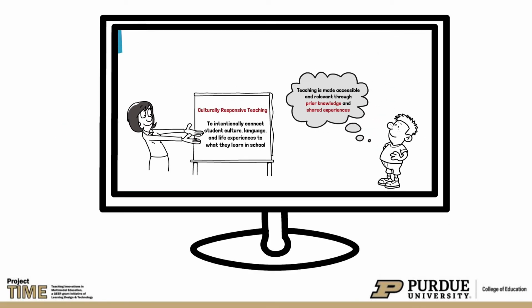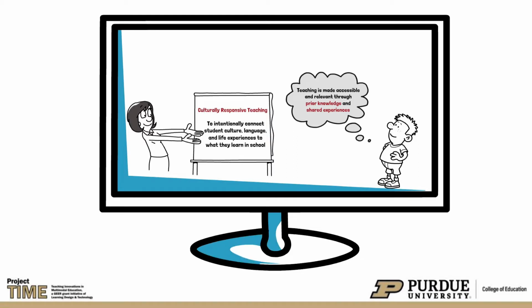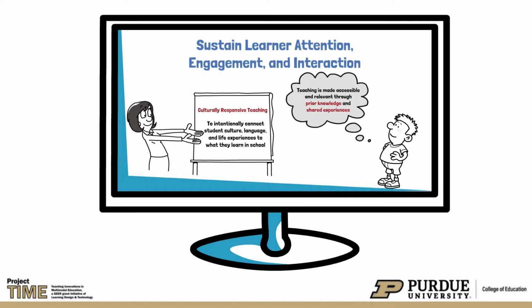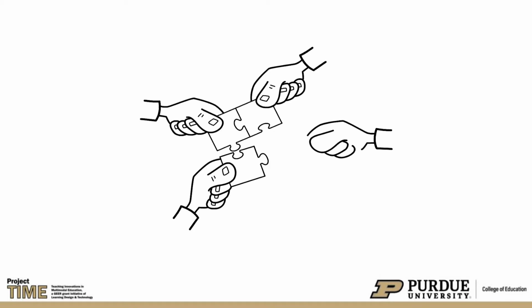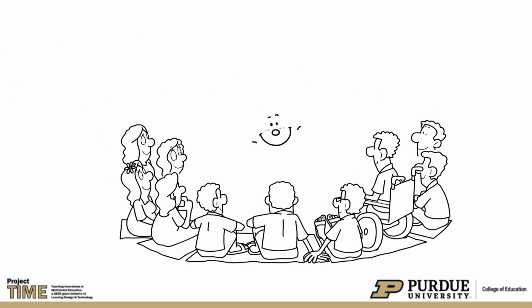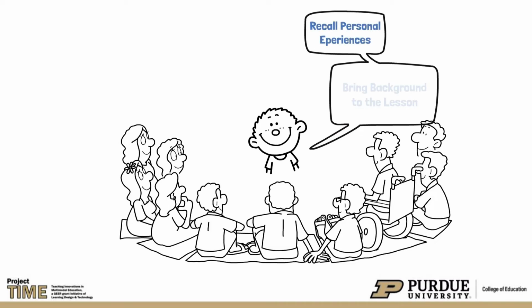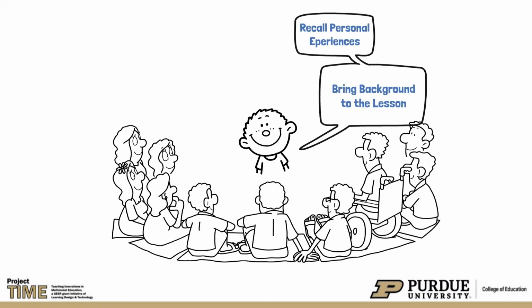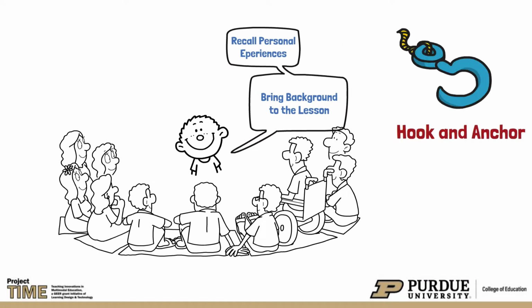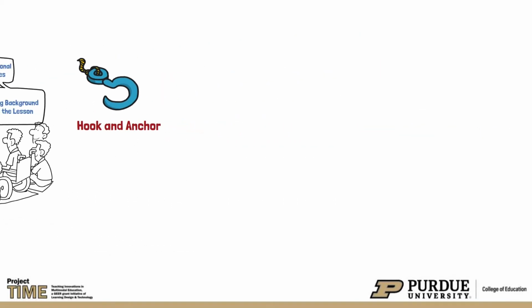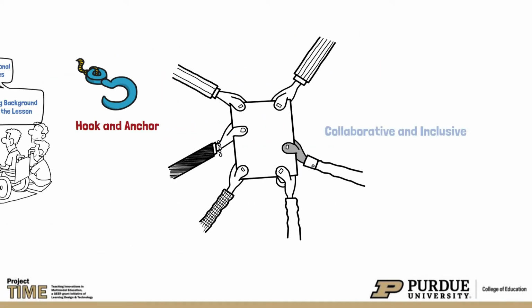This type of connection is especially important in online and blended environments, when authentic and collaborative experiences help maintain and sustain learner attention, engagement, and interaction. There are different strategies that teachers can use to make teaching culturally responsive. For example, they can begin classes by allowing students to recall their personal experiences and bring their own background to the lesson. This is a strategy called hook and anchor, where the stage is set for the lesson in a way that is collaborative and includes perspectives from everyone in the classroom.